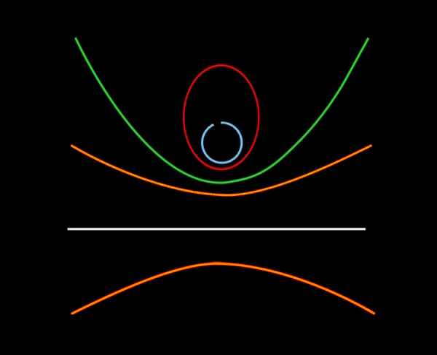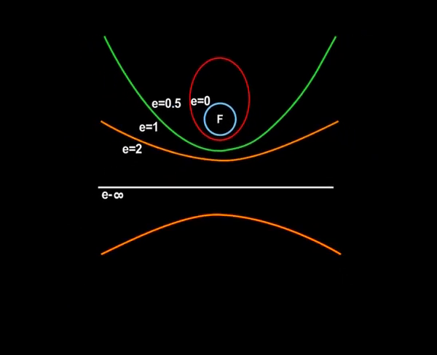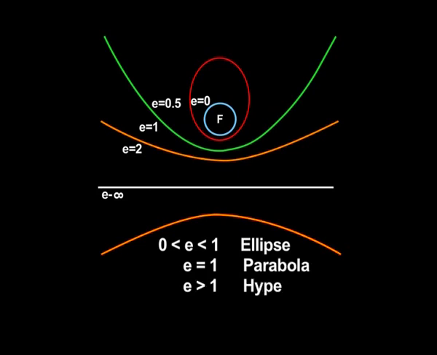The corresponding conic section consists of the locus of all points whose distance to F equals E times their distance to L. For 0 less than E less than 1, we obtain an ellipse. For E equal to 1, a parabola. And for E greater than 1, a hyperbola.